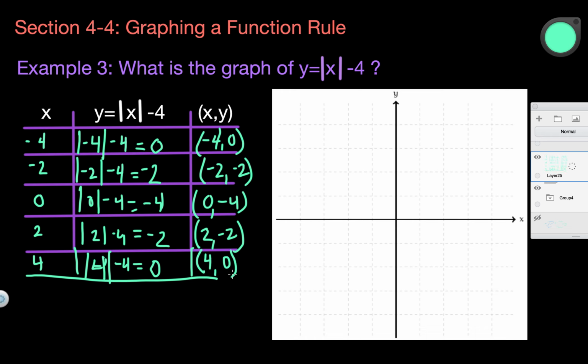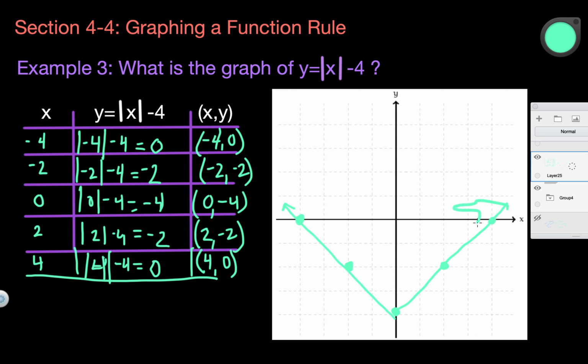Okay, so let's graph this. So my first point is negative 4, 0. So I'm at 1, 2, 3, negative 4, 0, which means I'm right on this x-axis. Negative 2, negative 2. So I'm to the left 2, and I'm down 2. 0, negative 4, so I don't move anywhere horizontally, and I go down 4. 2, negative 2, to the right 2, down 2. 4, 0, over 4, and I'm not moving anywhere. So as you can see, this is a big V, isn't it? So when we have the absolute value of something, it's always going to be in the shape of a V.